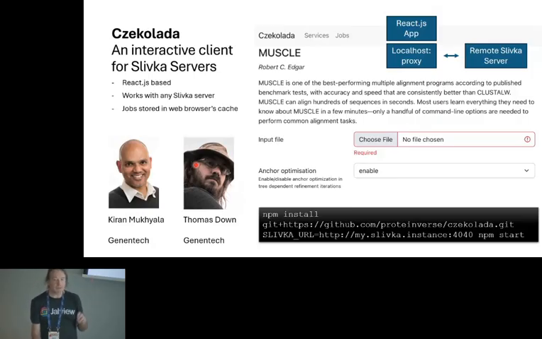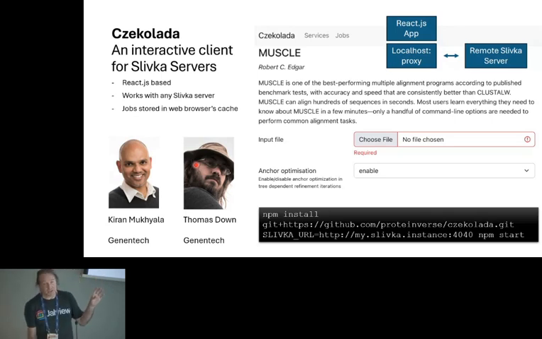So Czekolada, which, are there any Polish speakers in the audience? Okay, so Slivka means plums. Czekolada is chocolate. So there's this Polish sweet which is a plum wrapped in chocolate. So this is the idea behind this.